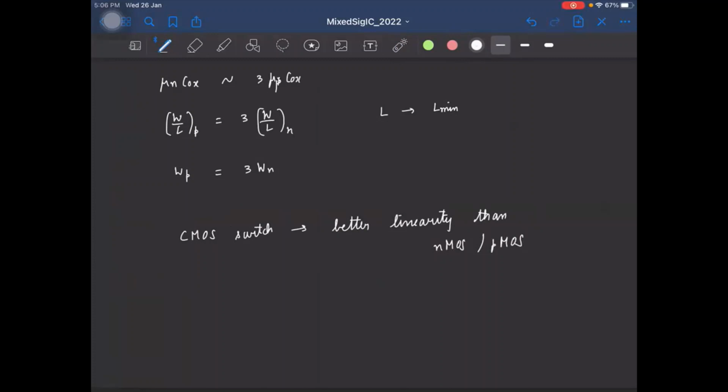But in practice, there are applications where we need a very high resolution, and in those applications you might need much better linearity than you might get with the CMOS switch. So in that case, we will see what can be done, and we'll continue from that point in the next class.